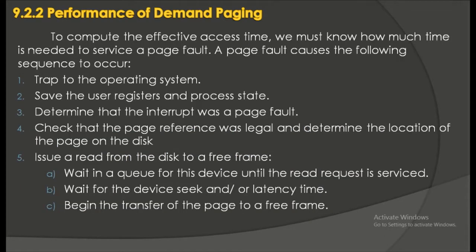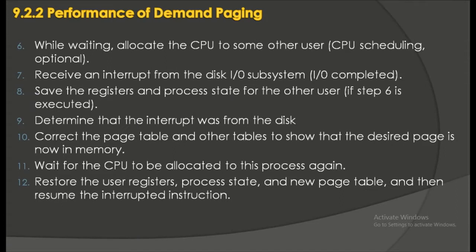To compute the effective access time, we must know how much time is needed to service a page fault. A page fault causes the following sequence to occur. First, trap to the operating system. Second, save the user registers and process state. Third, determine that the interrupt was a page fault. Fourth, check that the page reference was legal and determine the location of the page on the disk. Fifth, issue a read from the disk to a free frame.